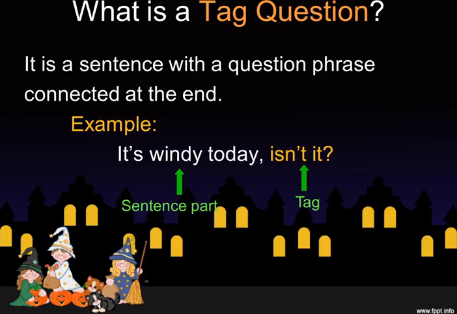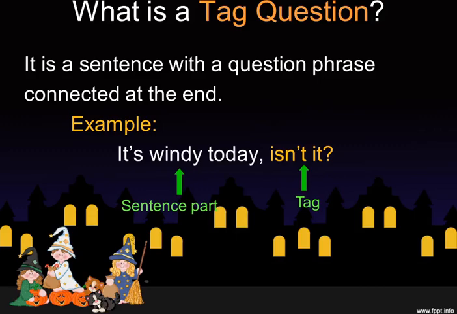So "It is windy today" is a statement. The person who is making this statement wants confirmation or agreement from the person who is listening to this conversation. It is windy today, isn't it? Sometimes this person does not want an answer from the person standing near him who is listening to his statement. He only wants to reinforce that his statement is right. It is windy today, isn't it?